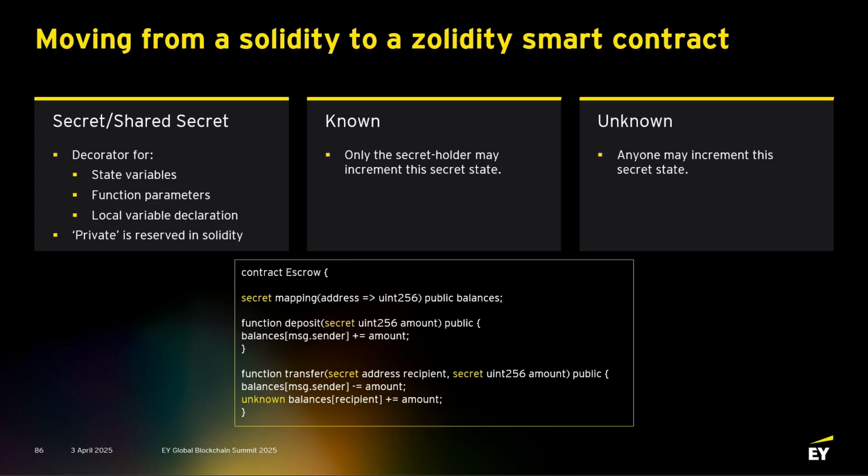An amount is also a function parameter, and that's been marked with secret. And we also support this for local variables as well. We also have this concept in Starlight of unknown and known variables. I won't go into that too much in this talk, but just to give you an overview.